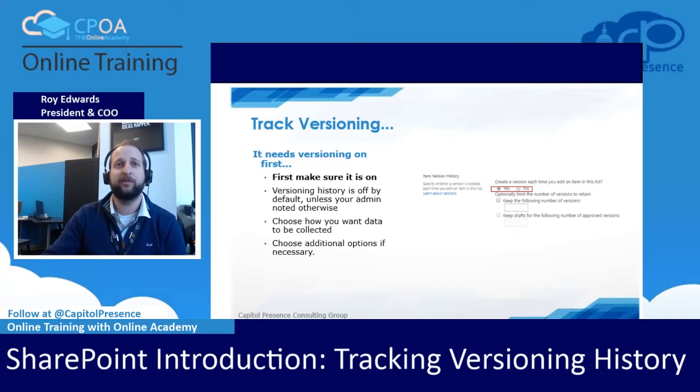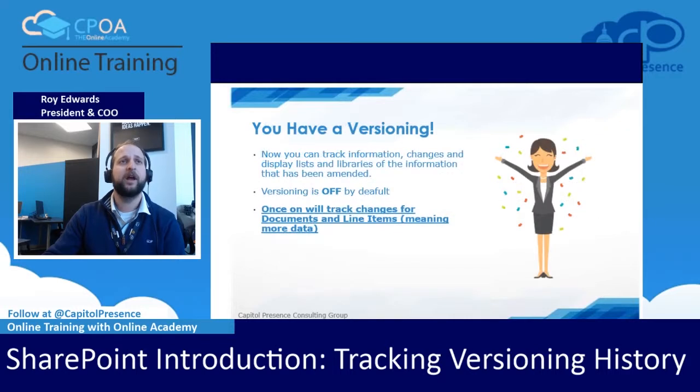So there's a keep the following number of versions option. If you're in a library, you can turn on minor versions or major versions. So there's a couple different things you can do inside this. Play around with it. You're not going to break anything. You can always turn it off. So there you go. You now have versioning history. So now you can track information changes. You can see who has amended it, and how many times it's been amended.